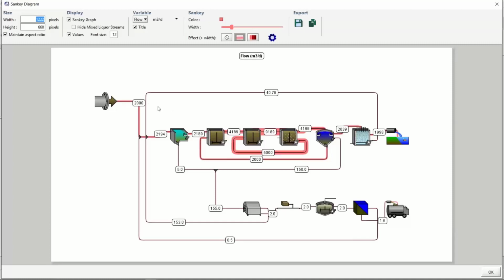So in this case, it's the flow of the water, and the thickness of the line is proportional to the value in that particular connection point of the model. So here, this is just flow through the system, 2,000 meters cubed a day coming in. Of course, this is where most of it is happening. A lot of flow is moving around in the recycles and so on. And it goes all the way out. And then, of course, the small amount of flow moves through the solids handling side.